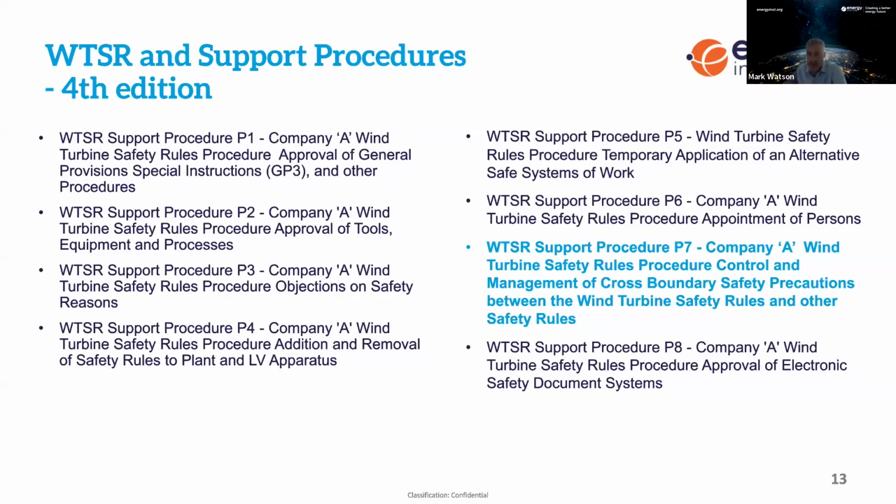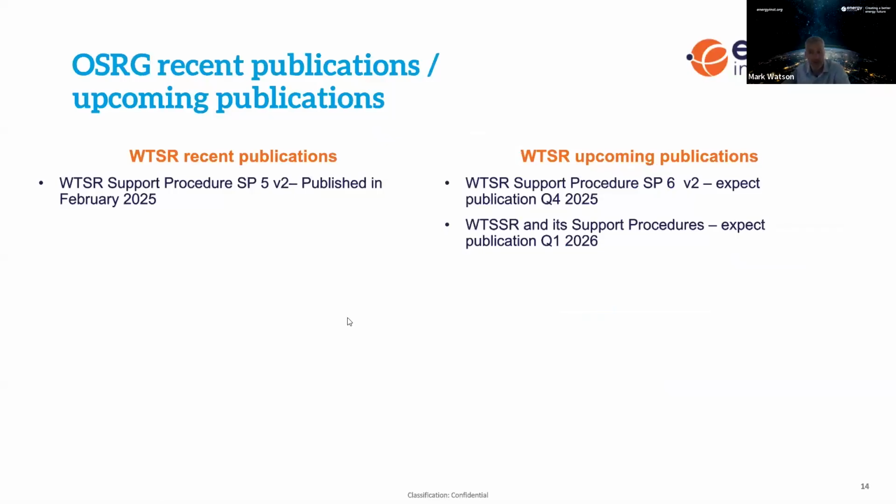P6, appointment of persons. P7, boundary control management and cross-boundary safety precautions between the wind turbine safety rules and other safety rules, which we'll be running through the recent update in this webinar. And P8, the procedure for approval of electronic safety documents. They're all managed by the OSR group and updated in line with the wind turbine safety rules.